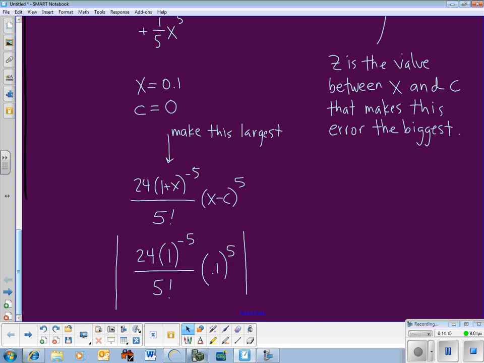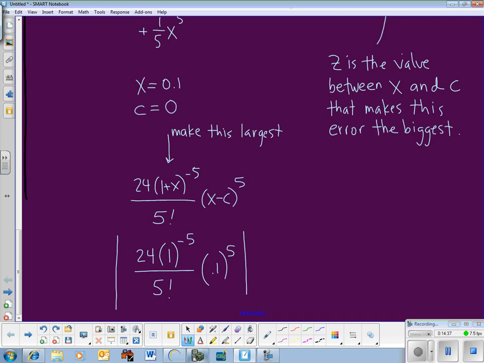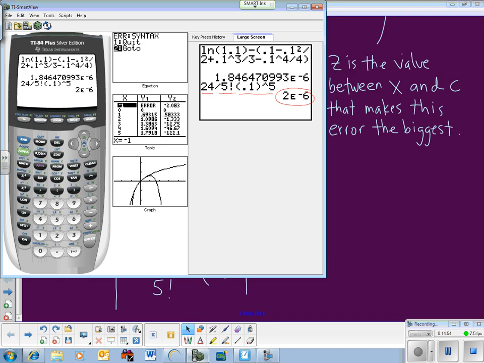I'm going to pause, type that in, so I can cut this video a little shorter. Okay, so here's our results. The lower number here, this is the number that we got for our error. That was just 24 divided by 5 factorial times 0.1 to the 5th. If you look at that term we just created, that's all we really had left. 24, this is basically nothing. 1 to the anything is 1. So 24 over 5 factorial times 0.1 to the 5th. That tells us that the worst case scenario, if we use this polynomial to estimate the value of natural log of 1.1, we are within 2 times 10 to the negative 6th.